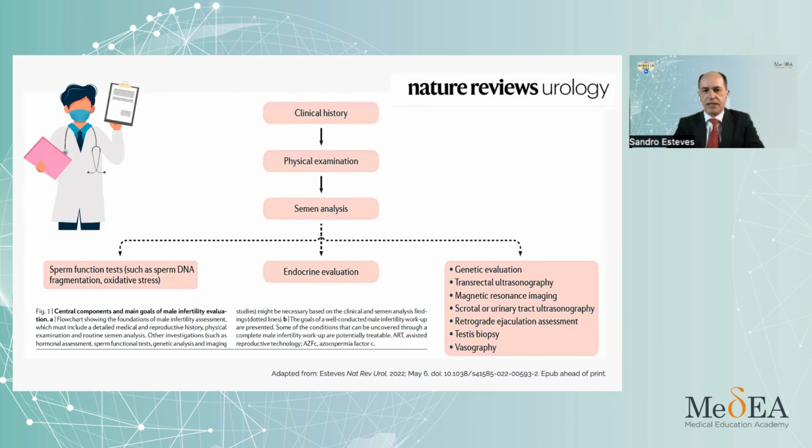A well-conducted male infertility workup must include a detailed medical and reproductive history of the patient, physical examination, and at least 2 basic semen analyses as a first-line investigation. Second-line investigation, such as hormonal assessment, sperm functional tests, genetic analysis, and imaging studies might be necessary based on the clinical and semen analysis findings. I firmly believe that all men from a subfertile couple should be assessed by well-trained urologists or andrologists who have expertise in male reproduction, which is the routine practice in our clinics.